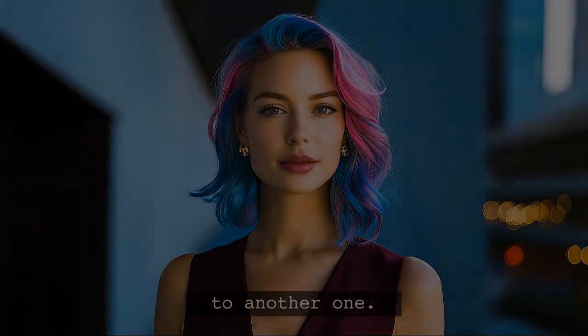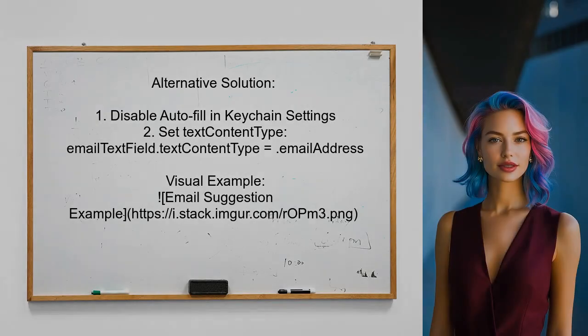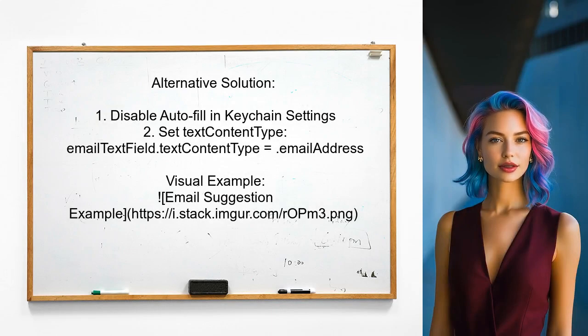Let's move on to another one. One user found that by disabling the autofill option in the keychain settings on iOS 13.2, they could get email suggestions in their UITextFields. They achieved this by setting the text content type to email address.